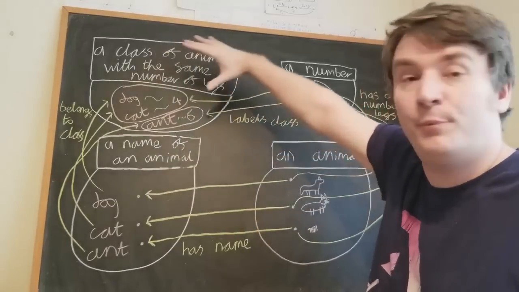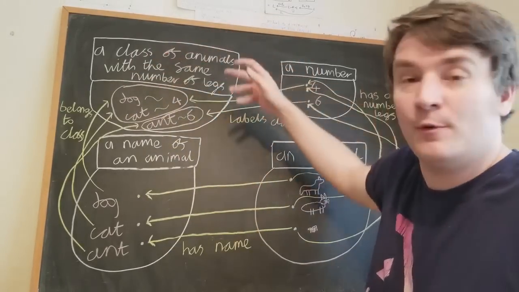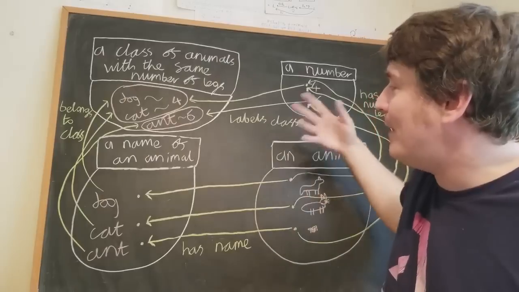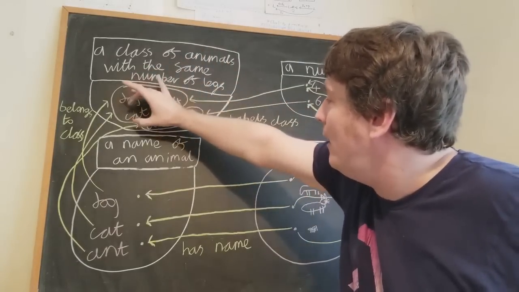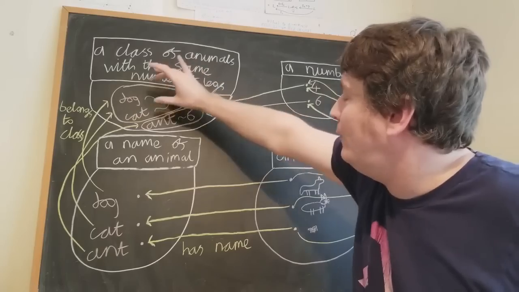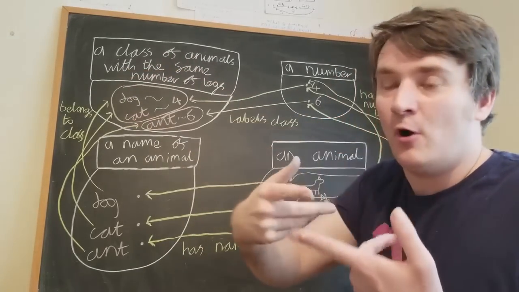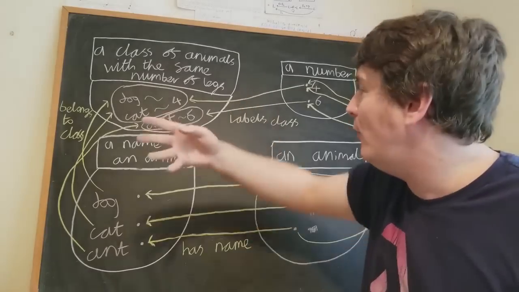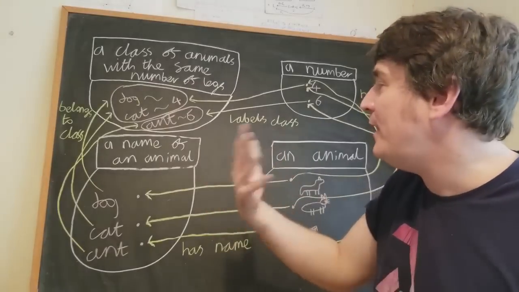So we could call this pushout, which we've constructed, classes of animals with the same number of legs. So in this example it has two elements. This one here, which represents dogs, cats and the number 4, and this element here which represents ants and the number 6.